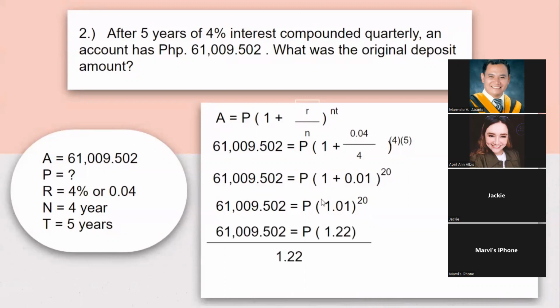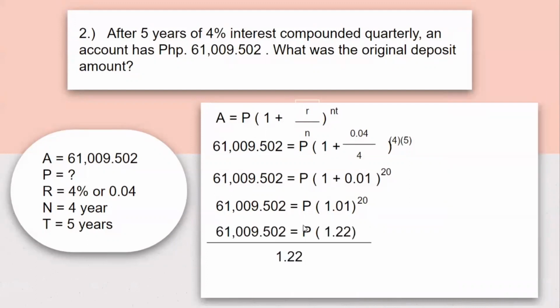Tapos para makuha natin si P, yung rule nga, 'di ba, sa algebra dati, kailangan natin sila i-divide both sides by 1.22. Para dito sa side na ito, ang maiiwan lang is si P. Makukuros-out na ito. Tapos ang 61,009.502, i-divide mo siya kay 1.22. So, si P, makukuha na natin, which is 50,000. And that is all. Thank you po.